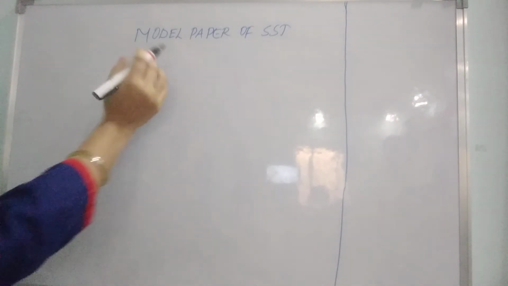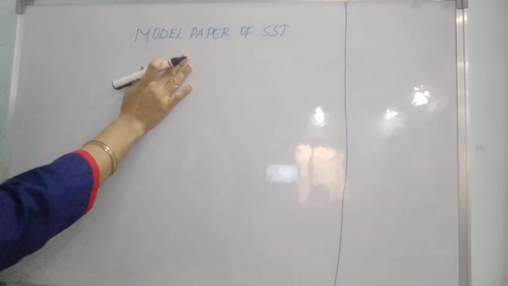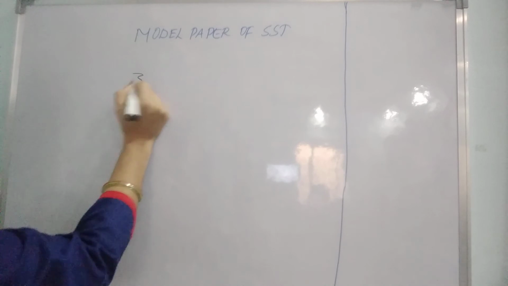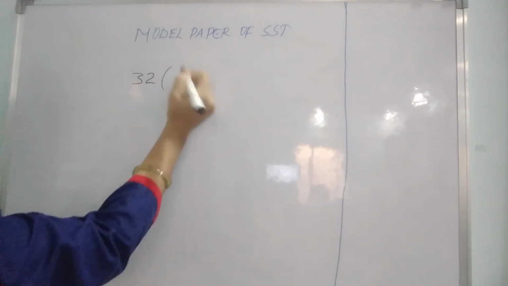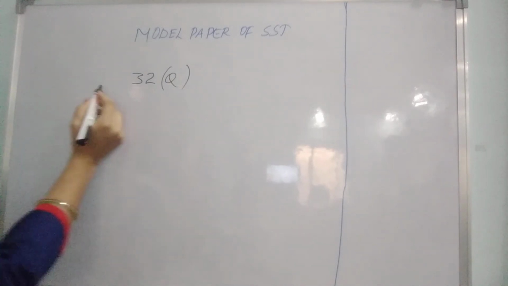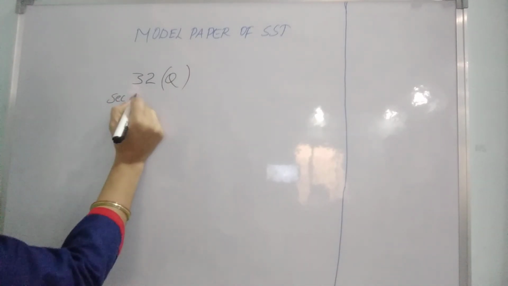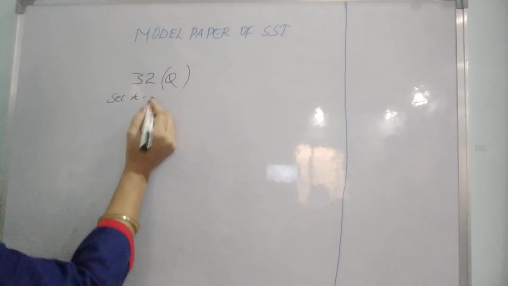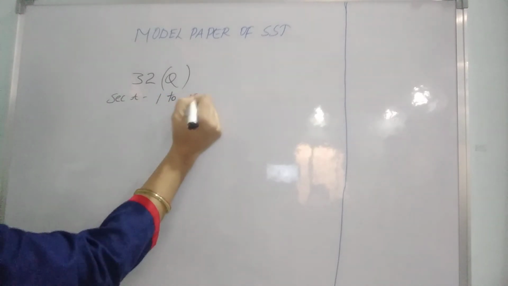Today we are going to discuss the model paper of social studies. In social studies there will be 32 questions in total. From this we have 4 sections. The examination paper has 4 sections. Section A is questions 1 to 16.